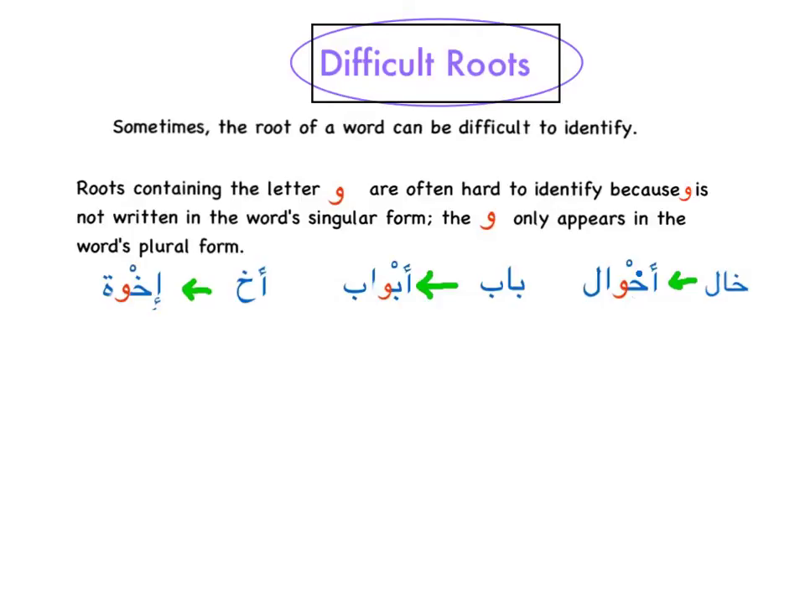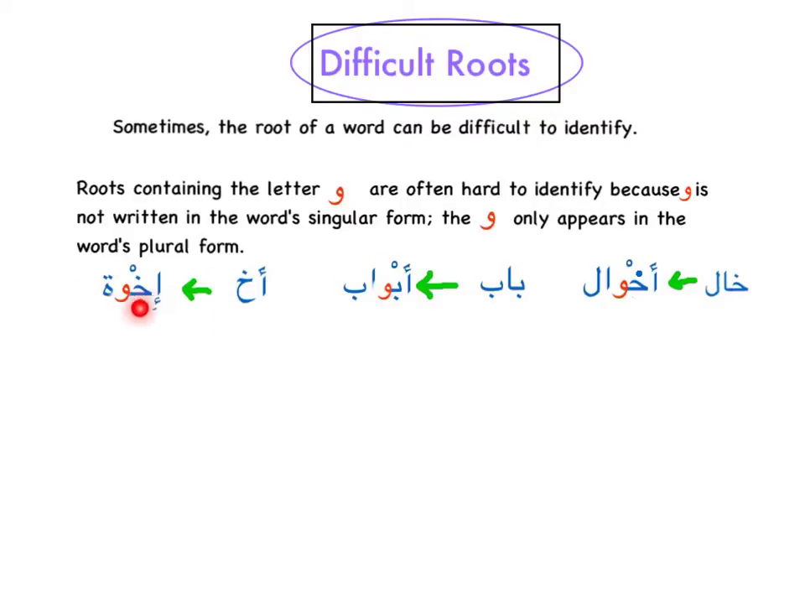So we have three examples here. خال, your maternal uncle. The plural is أخوال. باب, أبواب, doors. أخ, your brother, إخوة, brothers. Notice how in all three there is no waw in the singular form.